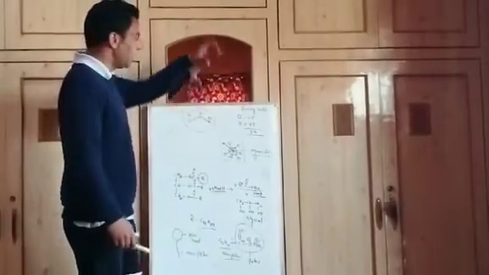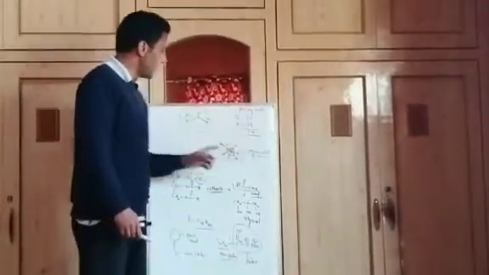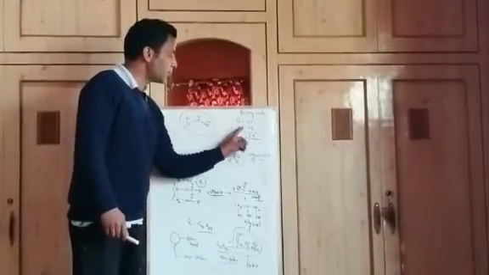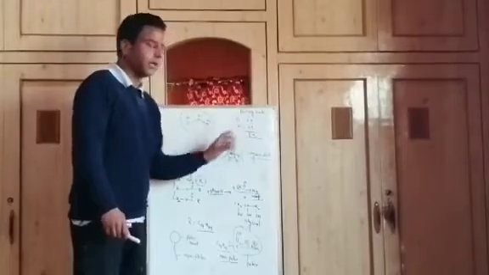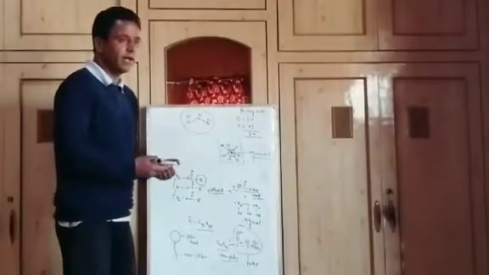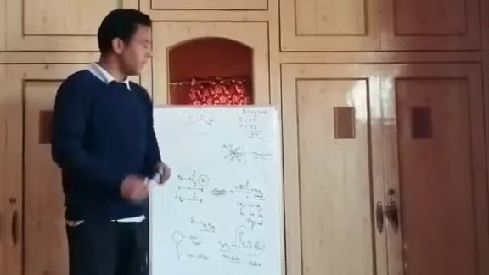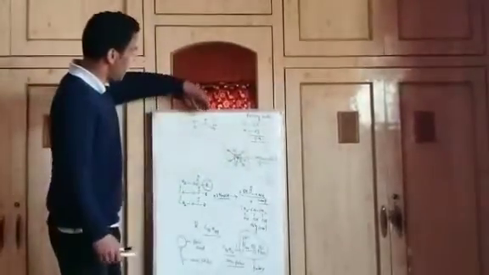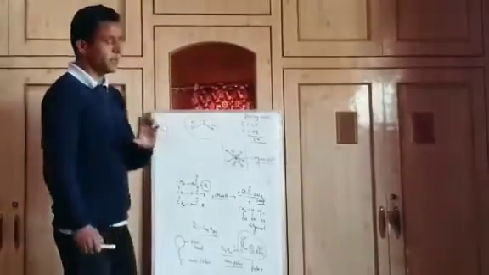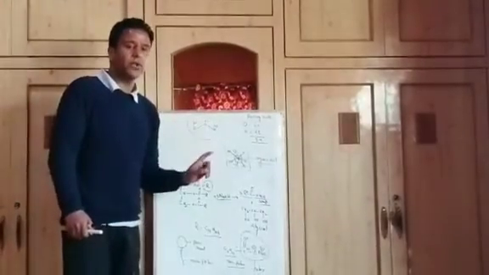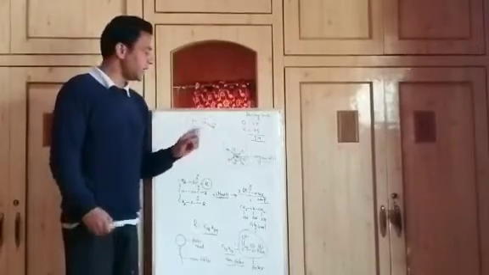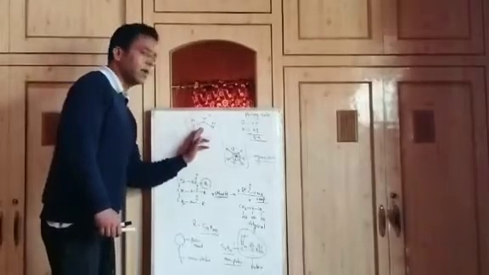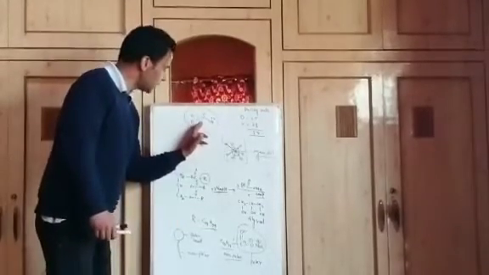Why is it polar? Because according to Pauling's scale, the electronegativity difference between oxygen and hydrogen is 1.4. That means it exceeds the value 0.4. When it exceeds 0.4, it means there is creation of positive and negative charge. Besides that, the water molecule has a dipole moment equal to 1.28 D. This indicates that the water molecule is polar.